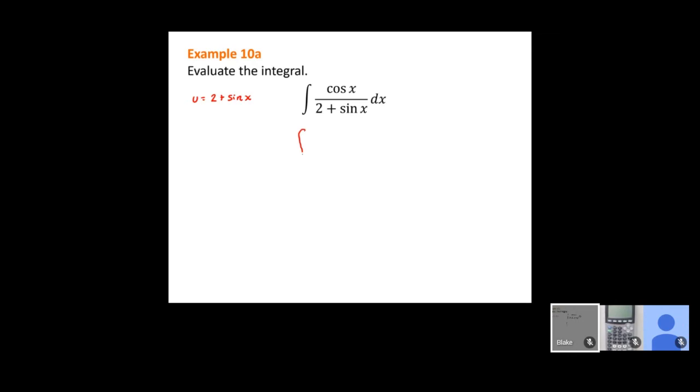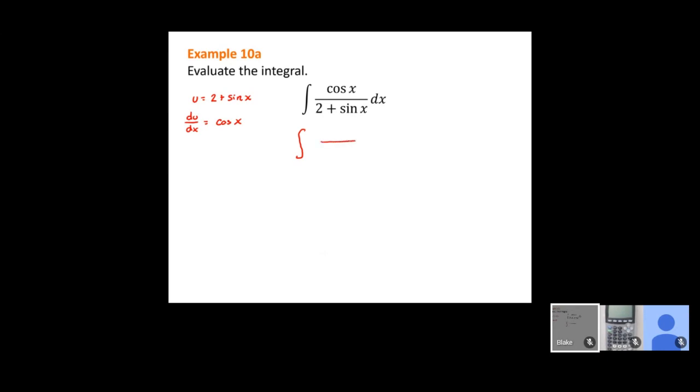So now, when we find our du dx this time, what's that going to give us? Good, just cosine x, right? Because the derivative of 2 is 0, derivative of sine is cosine.